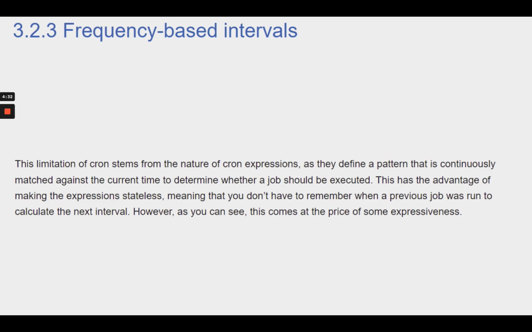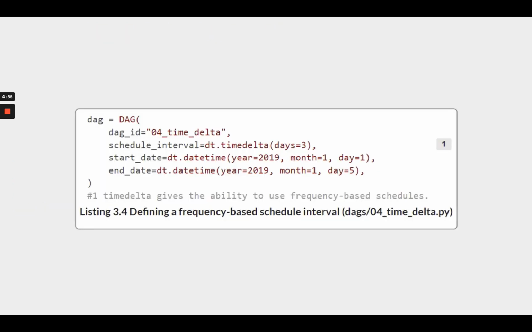This limitation of cron stems from the nature of cron expressions, as they define a pattern that is continuously matched against the current time to determine whether a job should be executed. This has the advantage of making the expression stateless, meaning that you don't have to remember when a previous job was run to calculate the next interval. However, as you can see, this comes at the price of some expressiveness. What if we really want to run our DAG once every 3 days?